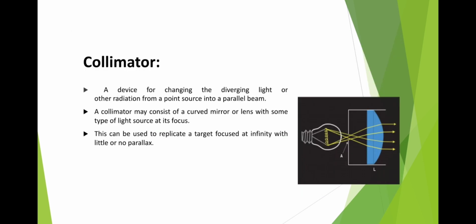target. After the production of X-rays, we have the collimator, a device for changing diverging light or other radiation from a point source into a parallel beam. A collimator may consist of a curved mirror or lens with some type of light source at its focus. This can be used to replicate a target focused at infinity with little or no parallax.